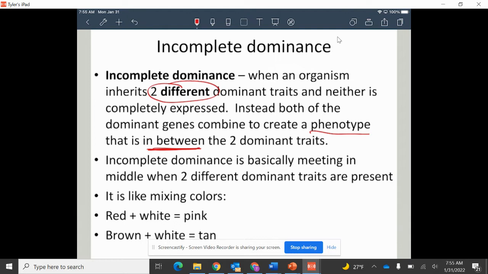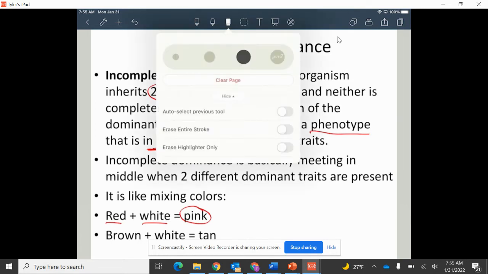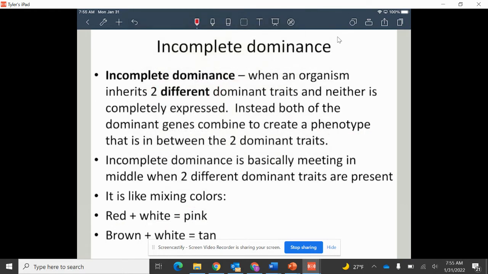So let's say red is a trait, white is a trait. Instead of the offspring being red or white, you get something new, like pink. And so this is one of the only times where we get a new phenotype based on our genotypes, or brown and white make tan. And so we're going to go through a few examples here together, and I'll show you how I want these set up. Again, you've seen I'm kind of picky on how I want these done, and I think as long as you can do it this way, you'll be fine.